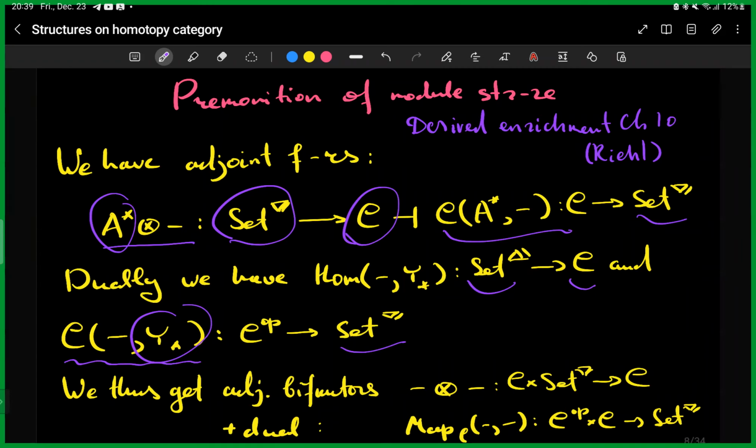So we get a pair of adjoint functors. This is the tensor product. One of them goes from the product of the model category C and simplicial sets into the same model category. And another one goes from the product of C and C opposite into simplicial sets. And we have the dual things. And so we have map L and map R, which correspond to two choices of adjoint functors.